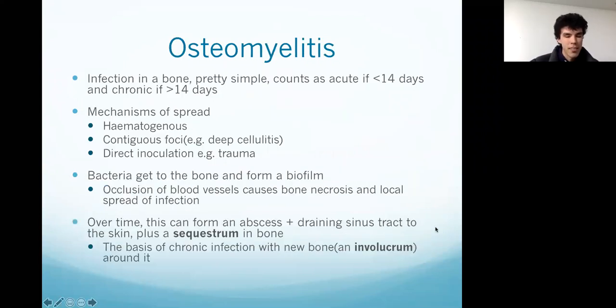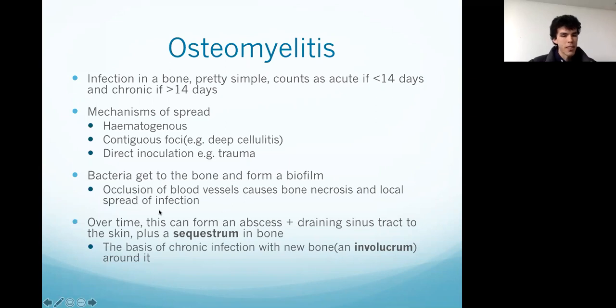Okay, osteomyelitis, on the other hand, seems similar, slightly different. It's still infection, it's still bony, but it's in the bone and not the joint itself. So those same kinds of mechanisms apply here. The annoying thing about it is that bacteria can get there in the form of biofilm, which is basically where all the bacteria join to each other and help each other to survive. They can also start blocking off blood vessels, which can lead to necrosis and infection spreading locally.